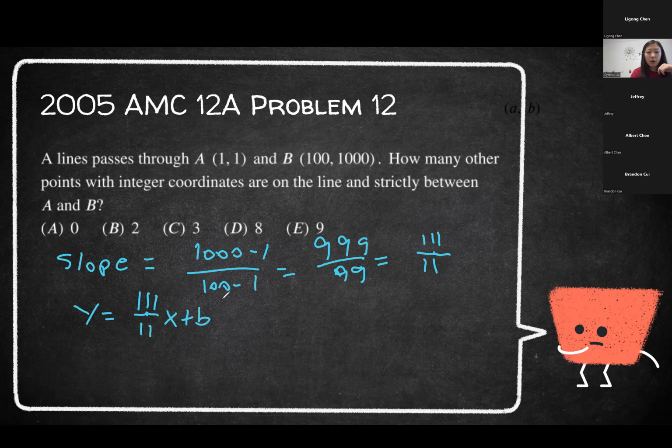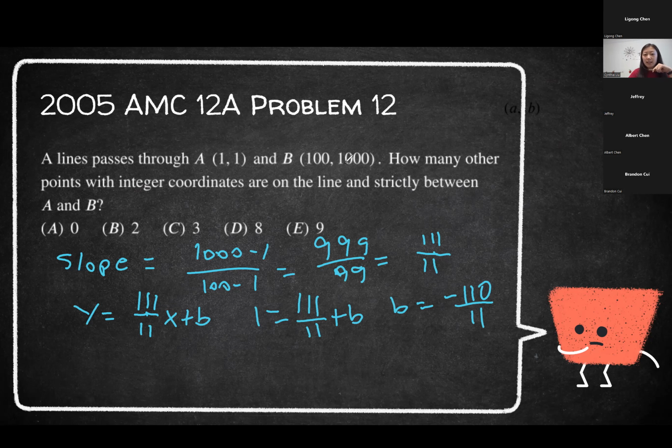And we can plug in the point like (1, 1), right, to find b. So then b will be equal to negative 110 over 11. But the thing is, these numbers are not that fun, right? Because you have denominators of 11, and then trying to figure out when y is an integer for 111x over 11 minus 110 over 11 is pretty difficult to do, and you have to use mod 11 and stuff. So I would not recommend trying to find integers of this equation.